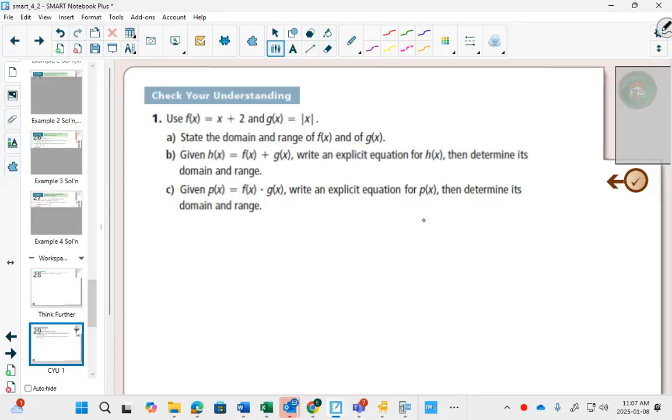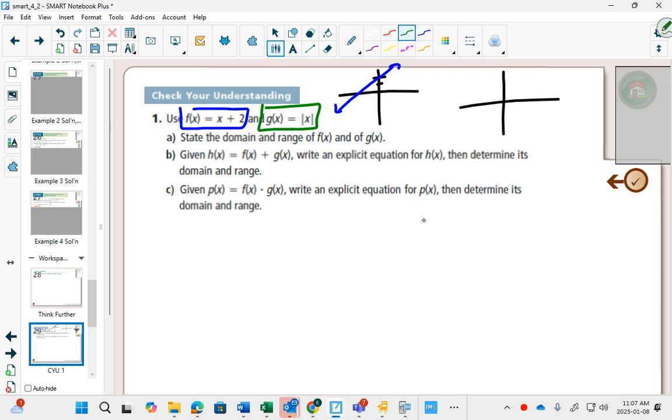We've got two functions, f of x, which I will draw in blue. That's a straight line. You know what that looks like. x plus 2, straight line, slope of 1, that's its graph. You've also got g of x, which I'll put a green box around, and you can have an image of that in your head.